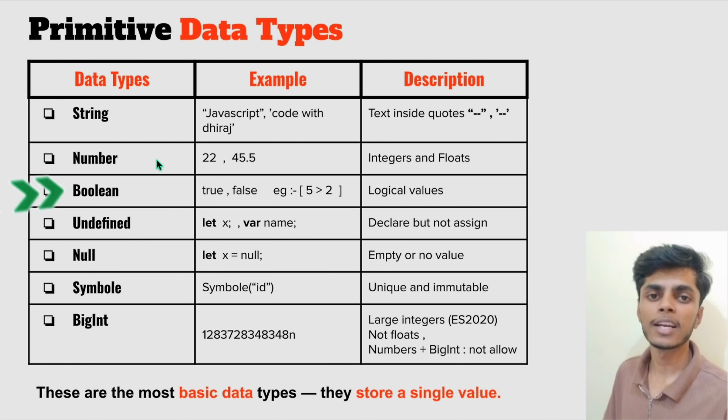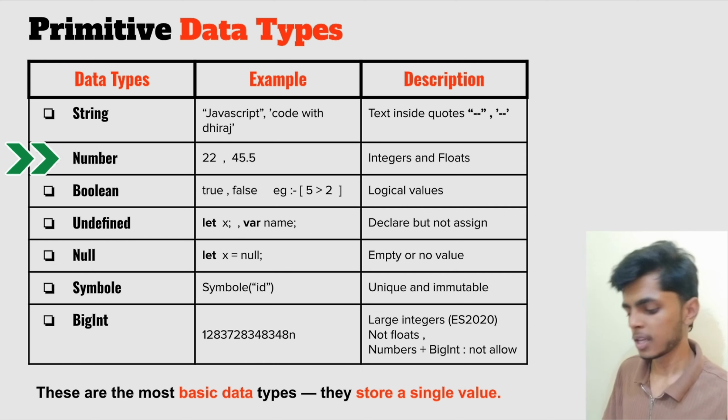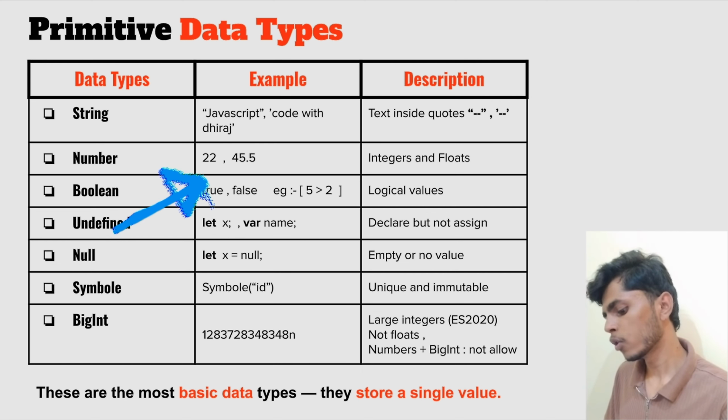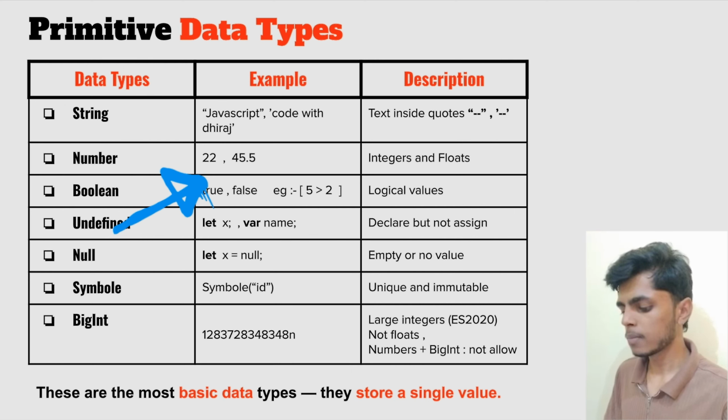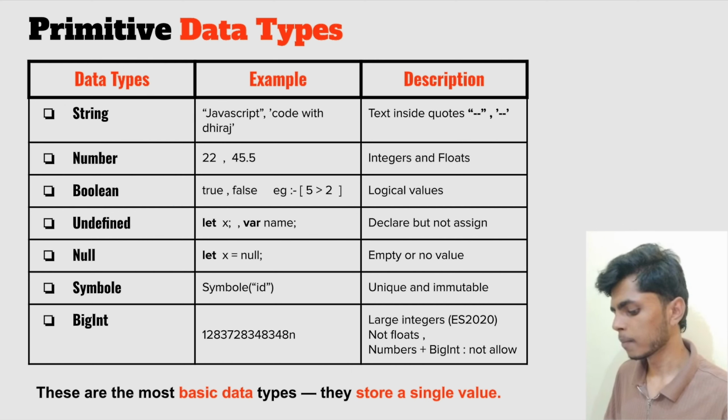Our second data type is number. There is no specific data type for integers and floats in JavaScript. All these values are combined under number, like you can see here 22 and 45.5. Both values come under number, and if you want to check the type of 45.5, JavaScript returns that it's a number.